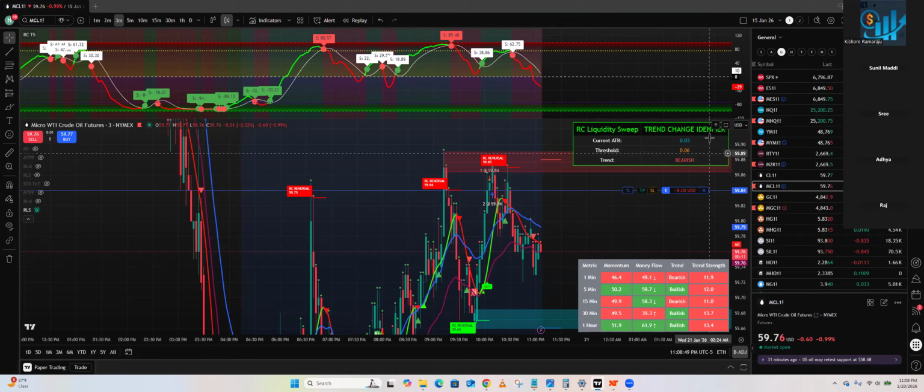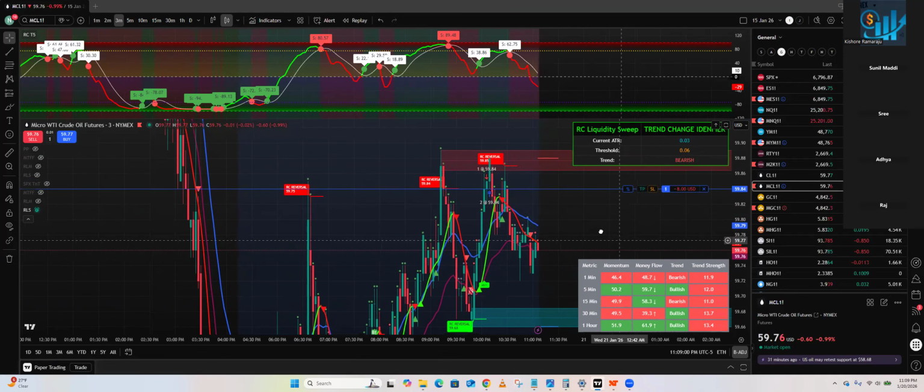But you don't need to worry about that ATR threshold. The main thing is you look at the trend. If the trend is bearish, you mainly watch out for the bearish reversals.